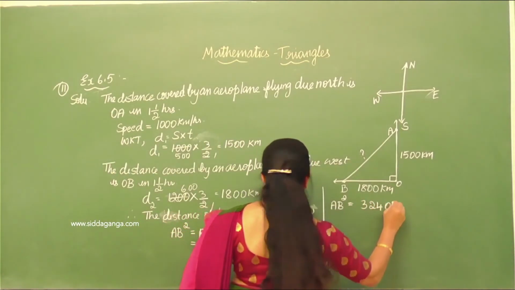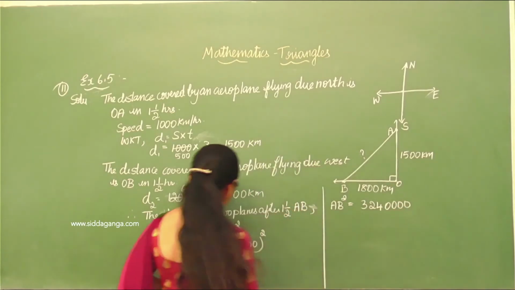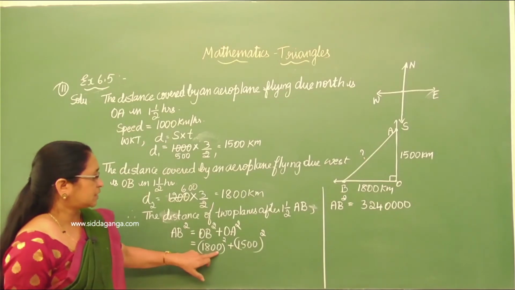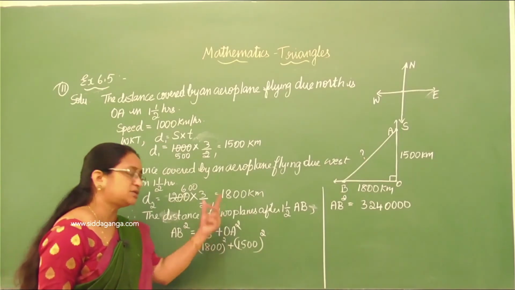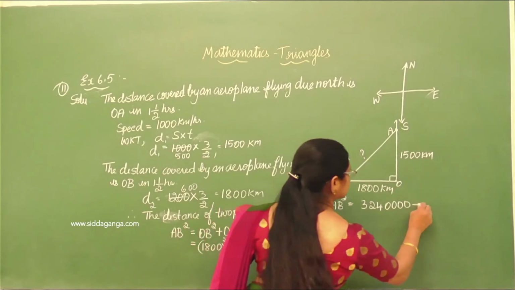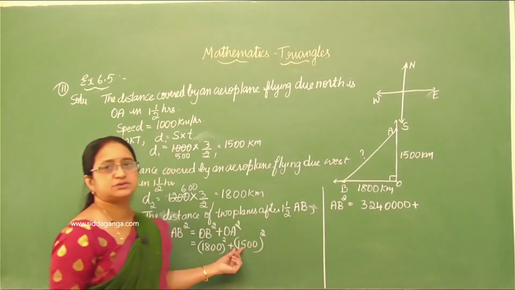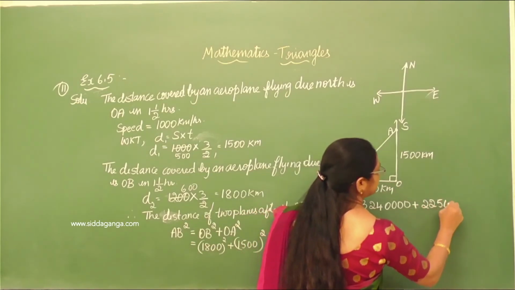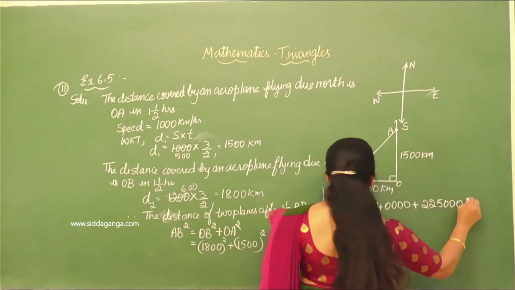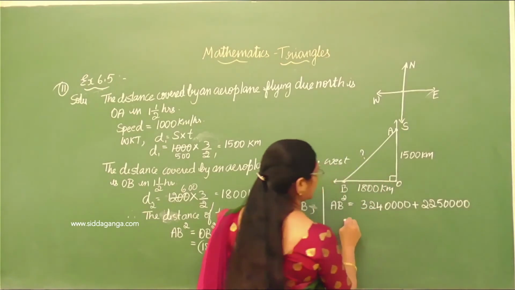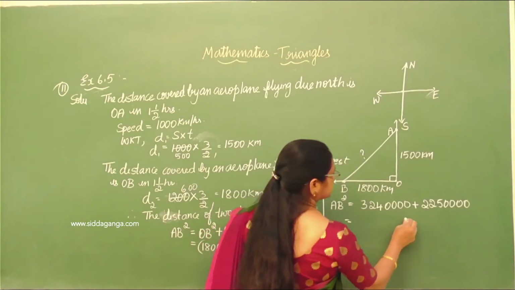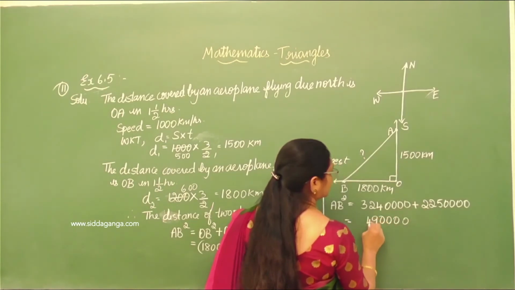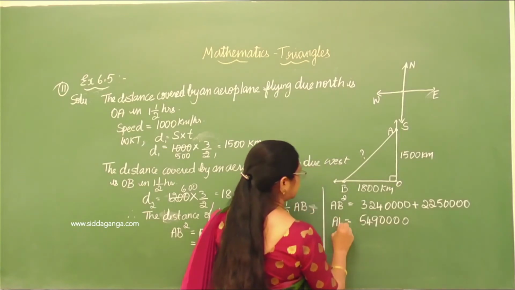324 and 4 zeros. I hope you understood. 18 square is 324 and 4 zeros. So the 1800 whole square plus, what about this 15 square? You all know 225. How many zeros? 4 zeros. Now you add both. 9, 4, 5, 49. That is AB square.